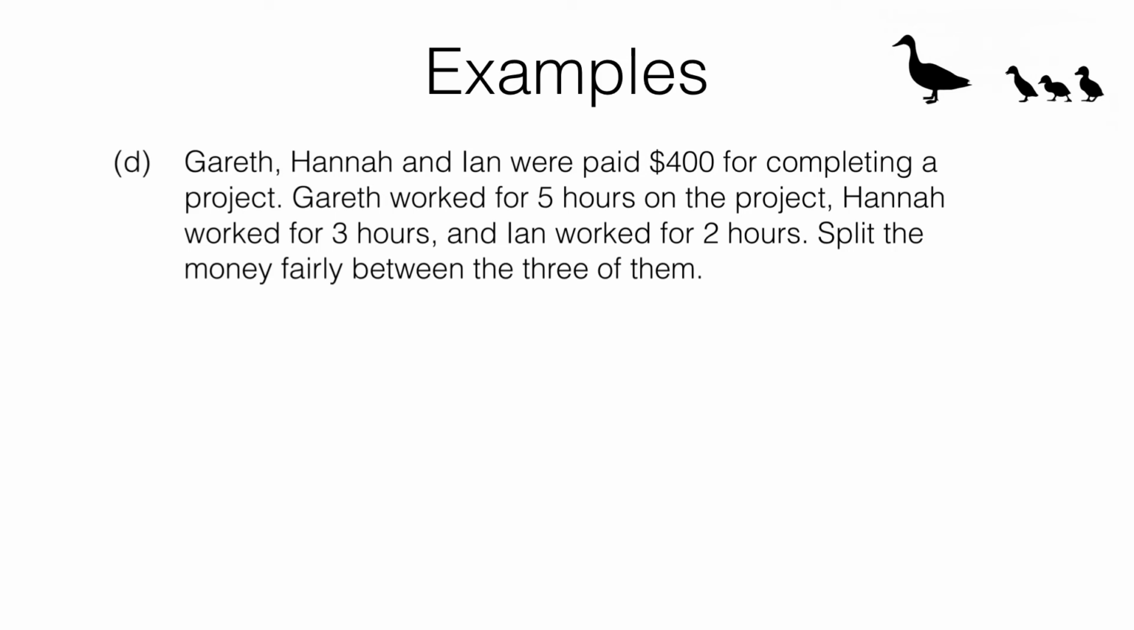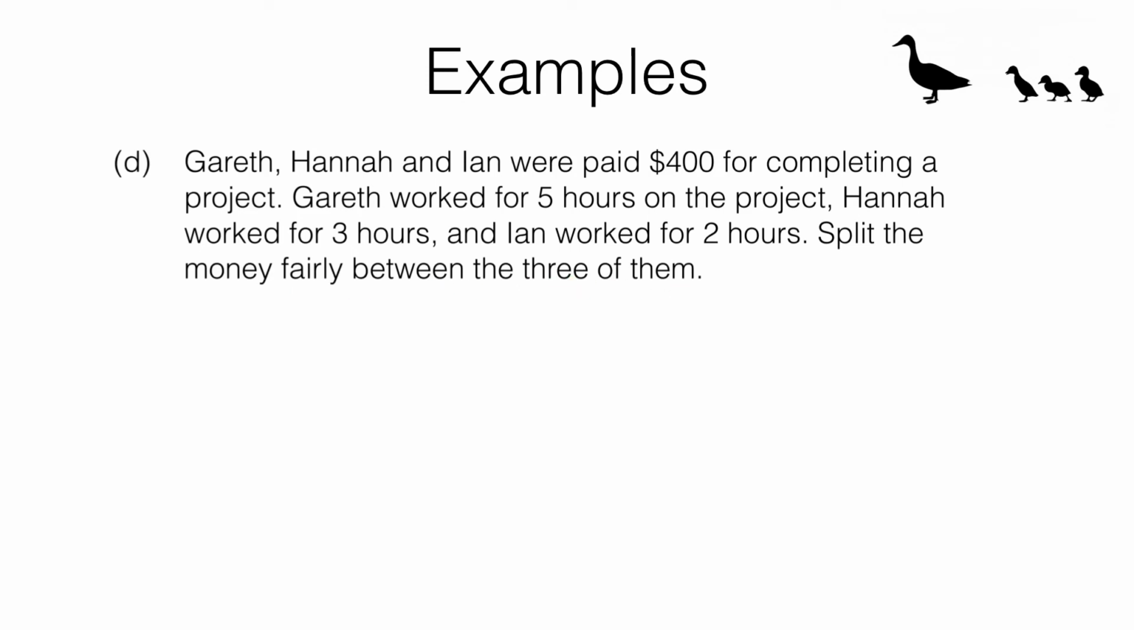Here is the next question. Gareth, Hannah, and Ian were paid $400 for completing a project. Gareth worked for 5 hours on the project, Hannah worked for 3 hours, and Ian worked for 2 hours. Split the money fairly between the 3 of them.